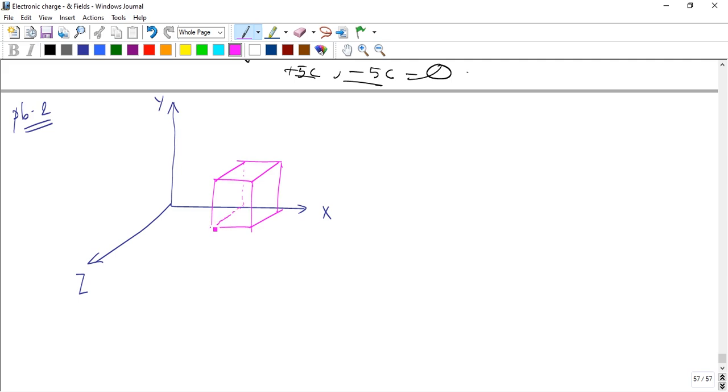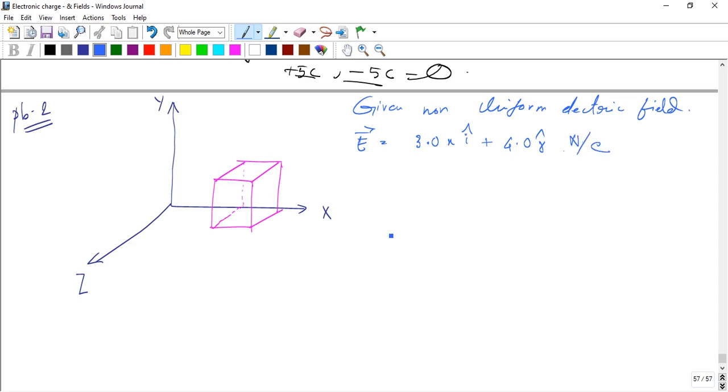That's a 3D box. Okay. So the non-uniform electric field is given: E equals 3.0x i cap plus 4.0 j cap, in Newton per coulomb. The electric field is given, and it pierces the Gaussian surface.